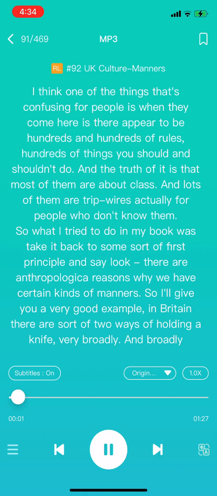I think one of the things that's confusing for people when they come here is there appear to be hundreds and hundreds of rules, hundreds of things you should and shouldn't do. And the truth of it is most of them are about class. And lots of them are tripwires, actually, for people who don't know them. So what I tried to do in my book was take it back to some sort of first principle and say, look, there are anthropological reasons why we have certain kinds of manners. So I'll give you a very good example.